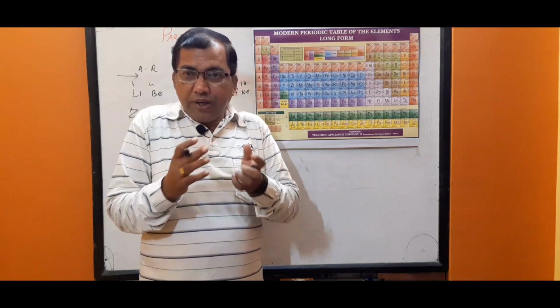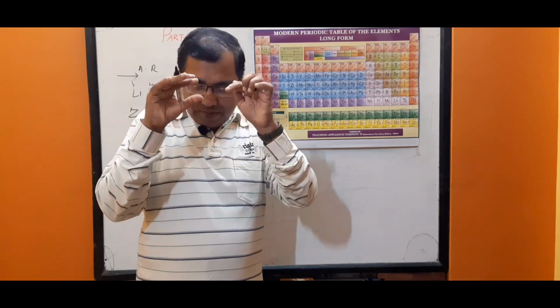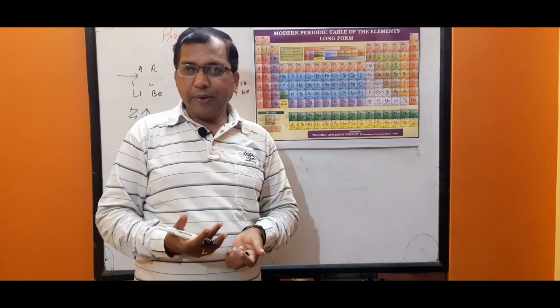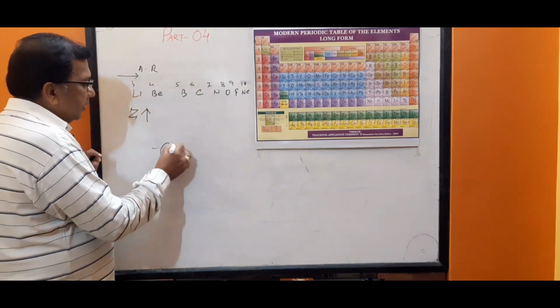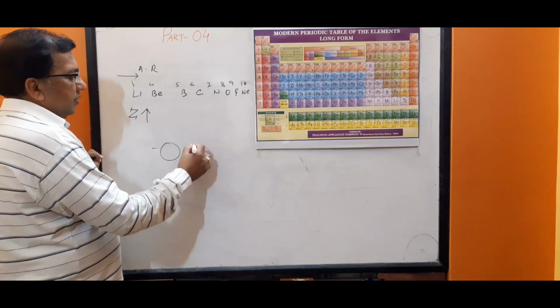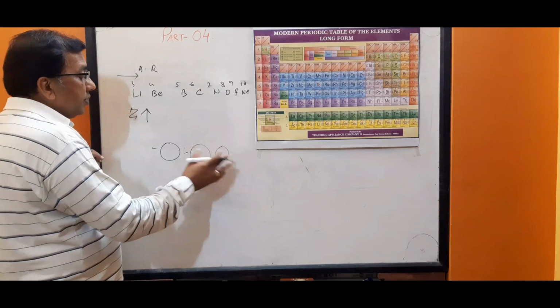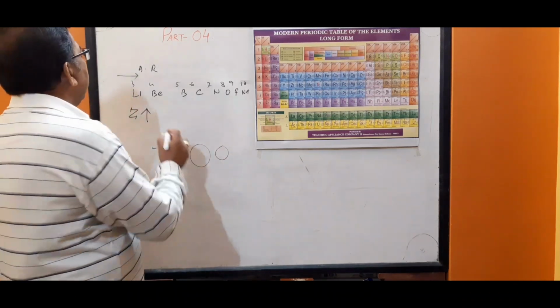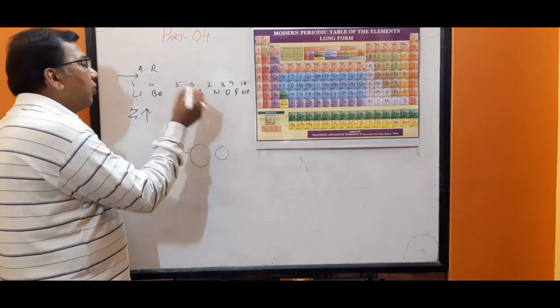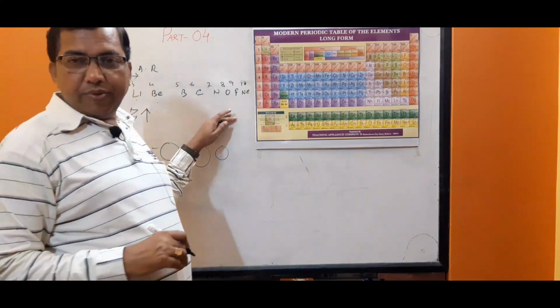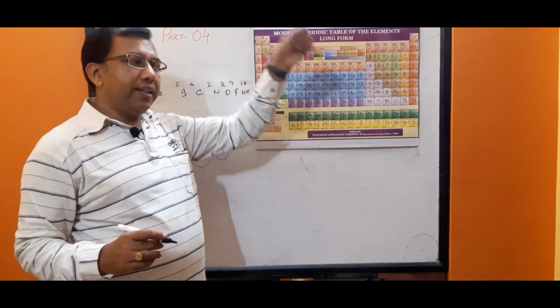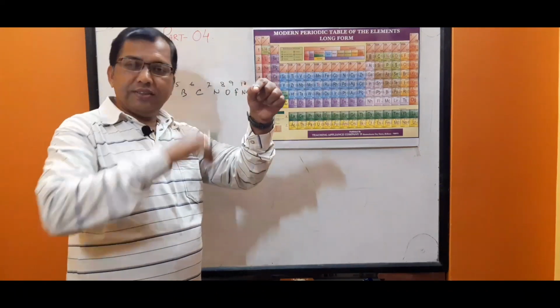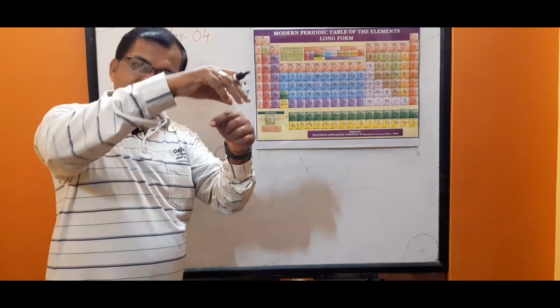So size will be what? Smaller or larger? Suppose the shell number is not changing, it is the same, 2 shells. Shell number same, but electrons are increasing and on that particular shell positive charge is also increasing.